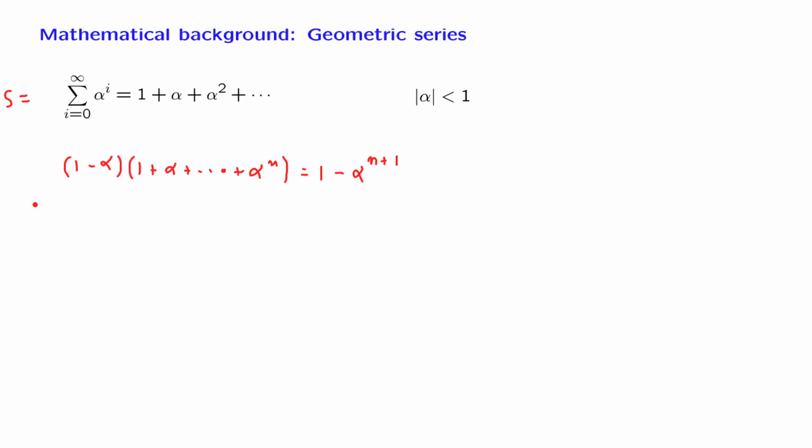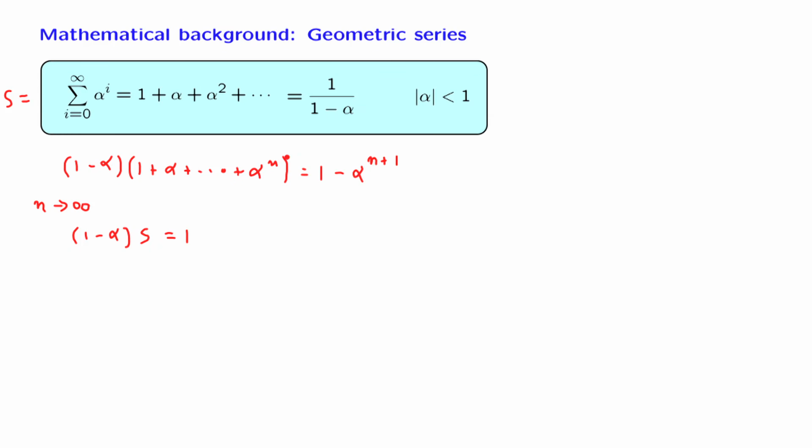What we do next is we take the limit as n goes to infinity. On the left-hand side, we have the term 1 minus alpha, and then the limit of this finite series is by definition the infinite series, which we're denoting by S. On the right-hand side, we have the term 1. How about this term? Since alpha is less than 1 in magnitude, this converges to 0 as n goes to infinity, so that term disappears. We can now solve this relation, and we obtain that S is equal to 1 over 1 minus alpha, and this is the formula for the infinite geometric series.